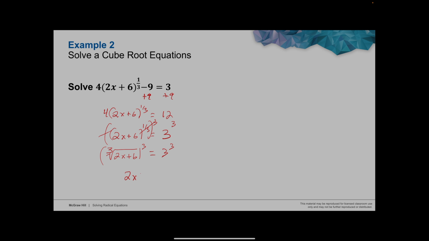2x equals 21. x equals some gosh awful number. 10.5. Okay, so we have a possible answer of 10.5. We have to check it. So we've got 10.5 times 2. Well, that's just 21, right? Got 21 plus 6, 27. The cubed root of 27 is 3. 3 times 4 is 12 minus 9 is 3. It works. Okay, yes, it was an ugly fraction.